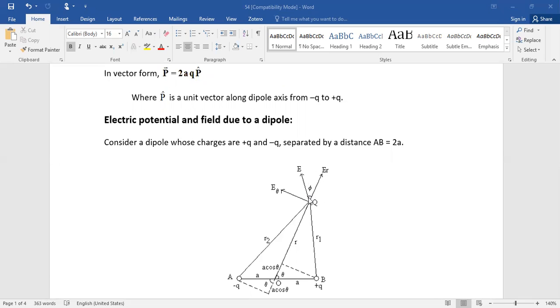Phi gives the direction of the net electric field. Phi is the angle from the radial component of the electric field, or phi is the angle from the line joining the center of the dipole and the point. This is the line joining the center of the dipole and the point Q. From that line, the net electric field is at an angle phi.